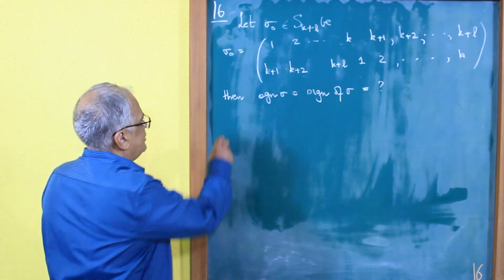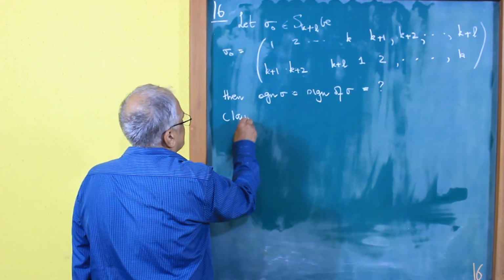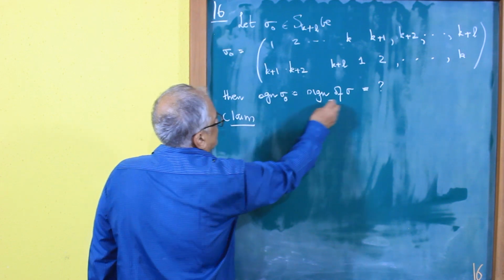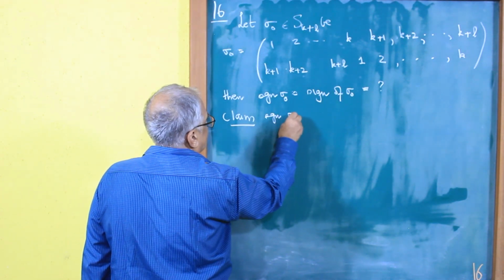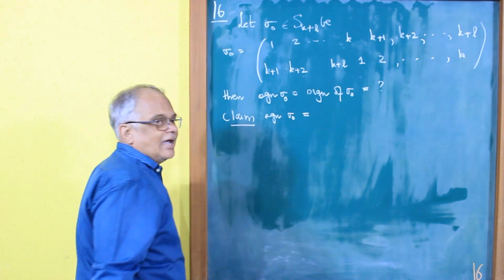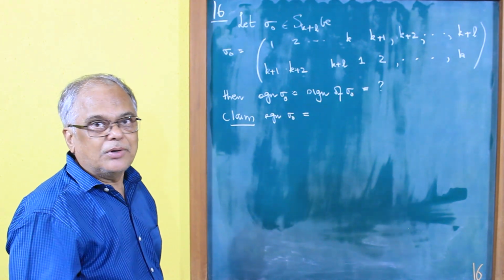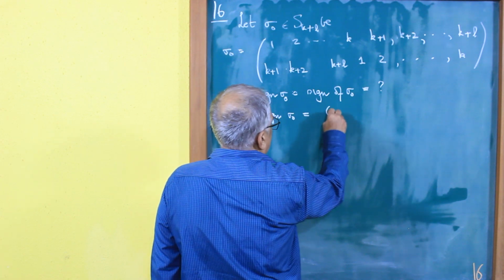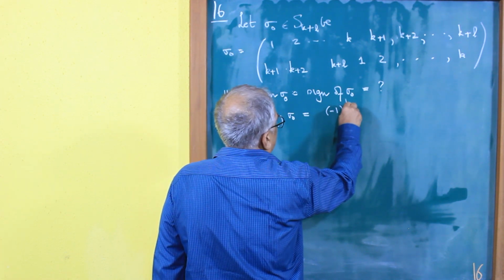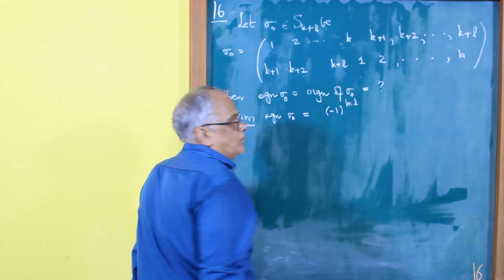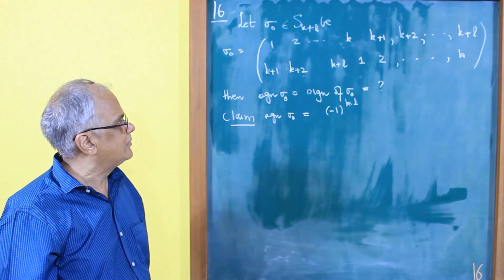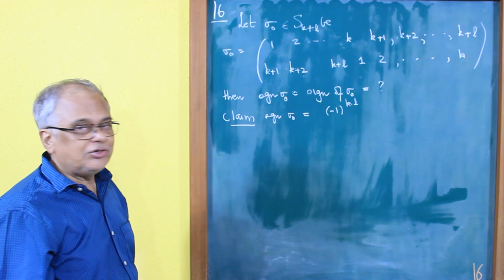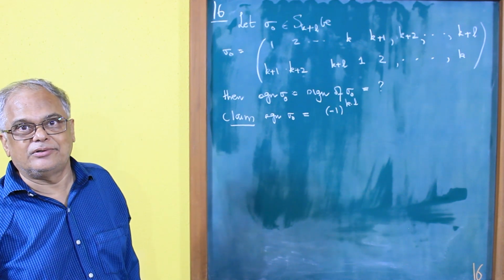So my claim is that the sign of sigma naught is equal to minus 1 to the k times L. And how would you go about trying to prove this statement?